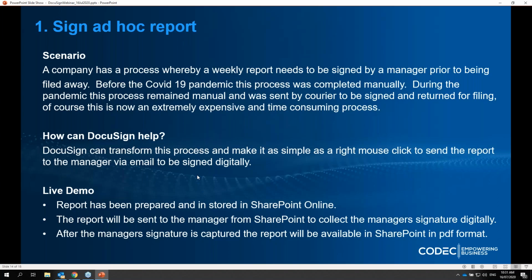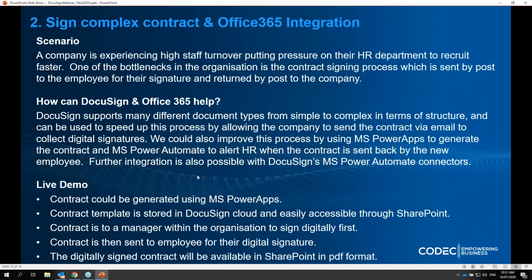Okay, in our second example then, we have a company experiencing high staff turnover, putting pressure on the HR department to recruit faster. One of the bottlenecks in the organization is the contract signing process, which is sent by post to the employee for their signature and returned by post to the company. And you won't believe how often this actually happens.